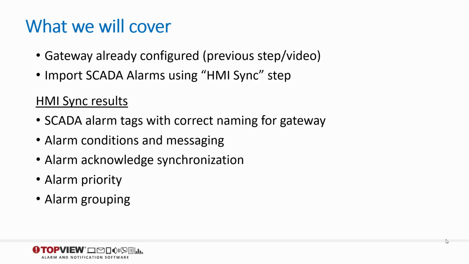HMI Sync will add your SCADA Alarm Tags to the TopView configuration created in the previous step. The tag names will be configured correctly for your gateway. The alarm conditions and alarm messages will be set. Alarm acknowledge synchronization can be enabled, and alarm priority and existing alarm grouping from the SCADA can be imported.